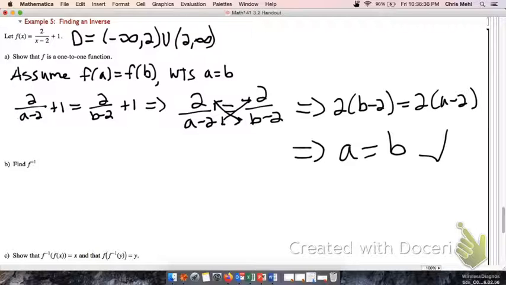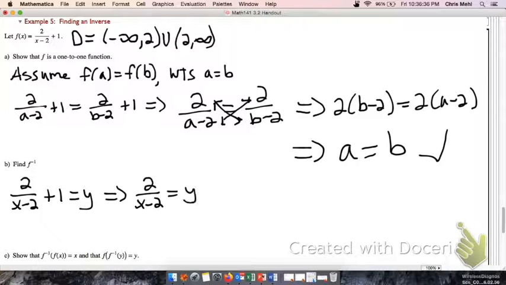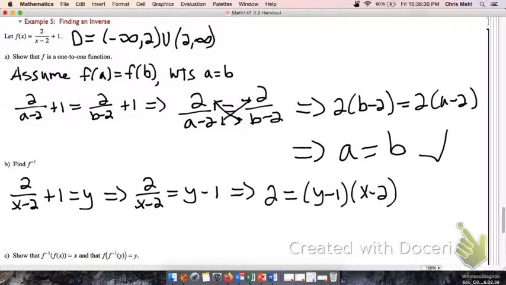Okay. Now let's go about finding the inverse function. What you do is you take the original function, 2 over x minus 2 plus 1, set it equal to y, and then solve for x. So I'm going to subtract 1 from both sides. Then I'm going to multiply both sides by x minus 2. So I get 2 is equal to y minus 1 times x minus 2.